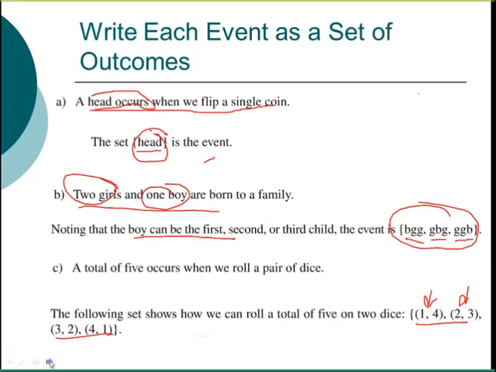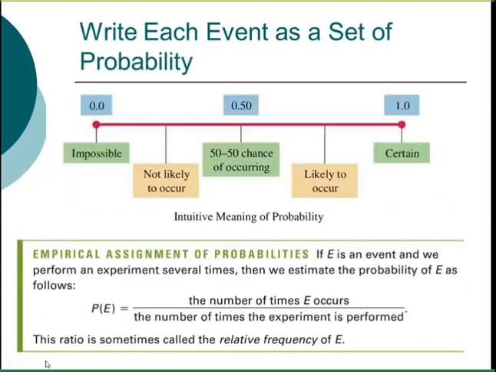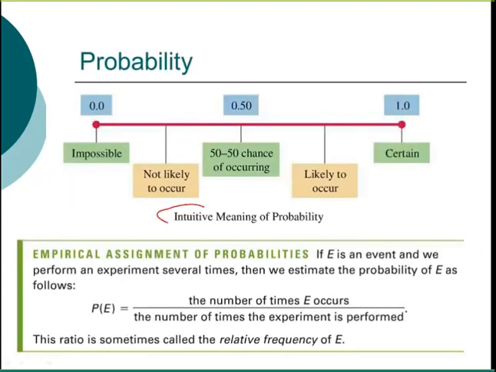And that's actually from a previous problem that I showed. So now probability, the intuitive meaning of probability. You'll have decimals or fractions. So you might see 0.5 as 1/2 or half chance of something happening. 1.0 is 100%, or 1 out of 1.